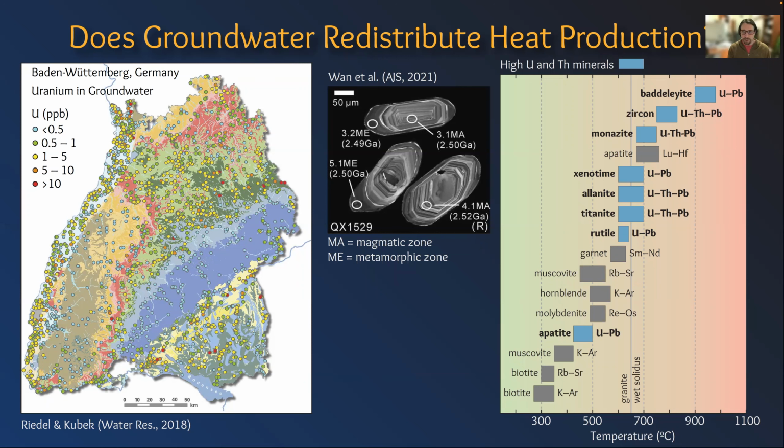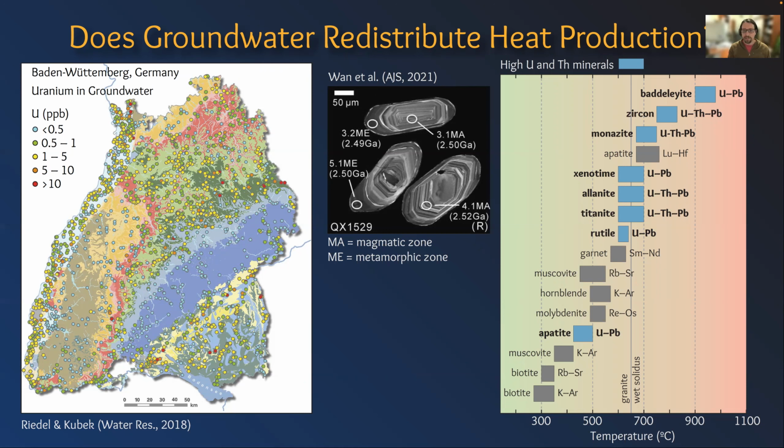uranium in many crustal rocks is over a part per million. So we're about 3 orders of magnitude higher in most crustal rocks. So there's a question about how much heat production moves around. Of course, even at these small concentrations, it's possible that over long periods of time groundwater could redistribute a fair amount of heat production.